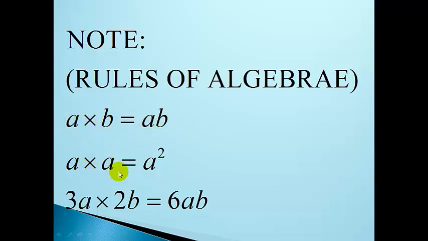Now a times a equals a squared. That is, an element by itself is the square of the element. So a times a equals a squared. Now 3a times 2b. We first multiply the coefficient. So 3 times 2, and that will give us 6. Then we multiply a by b, and that is giving us ab. Take note of these rules of algebra.